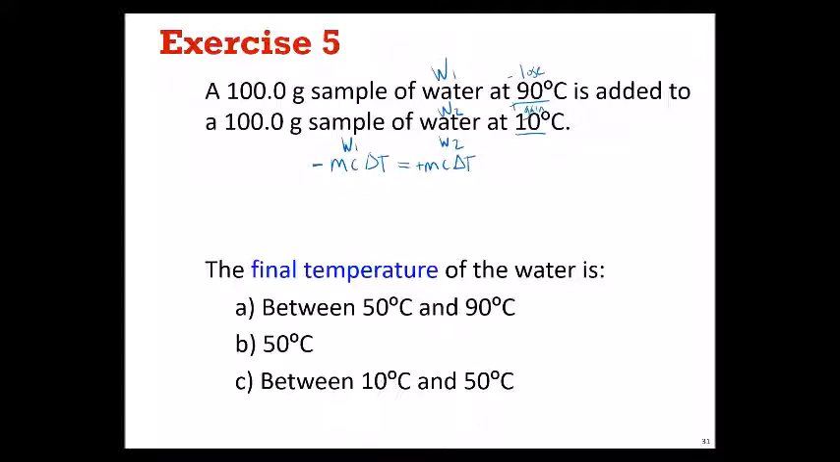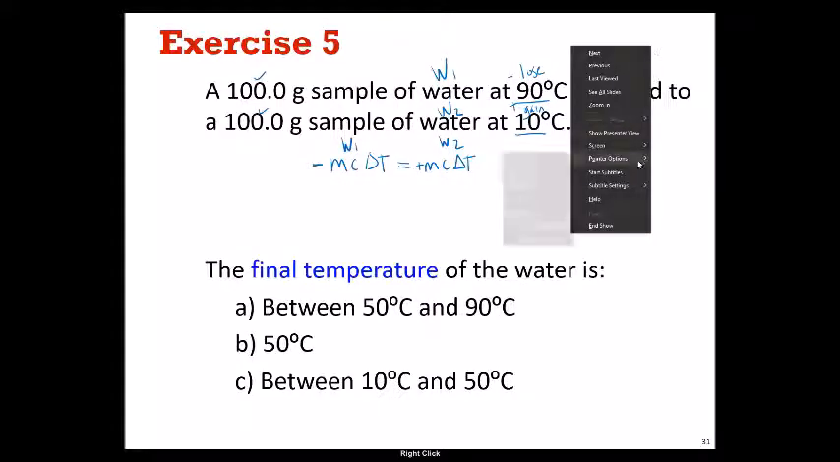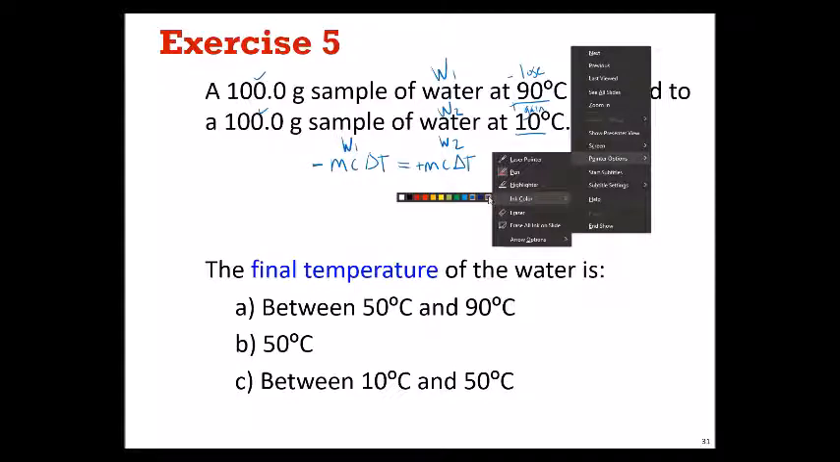What variables could we cross out immediately here that we definitely wouldn't need to factor in? The mass and the specific heat, because the specific heat of water is the same. And since we both have 100 grams each, the masses would be the same. So we could cancel those out and not even factor them into our calculation.